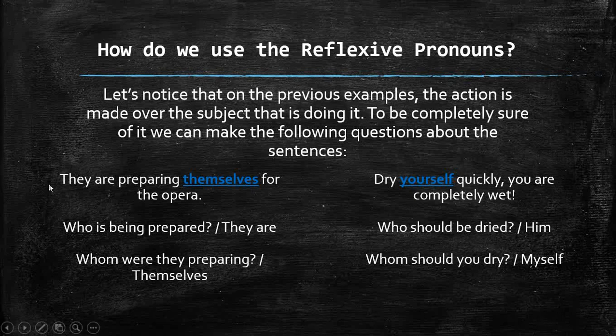For example, the first one. They are preparing themselves for the opera. We can ask: who is being prepared? They are. They are being prepared. That's the reason why we use themselves. Whom were they preparing? Themselves. For the second example, dry yourself quickly. You're completely wet.